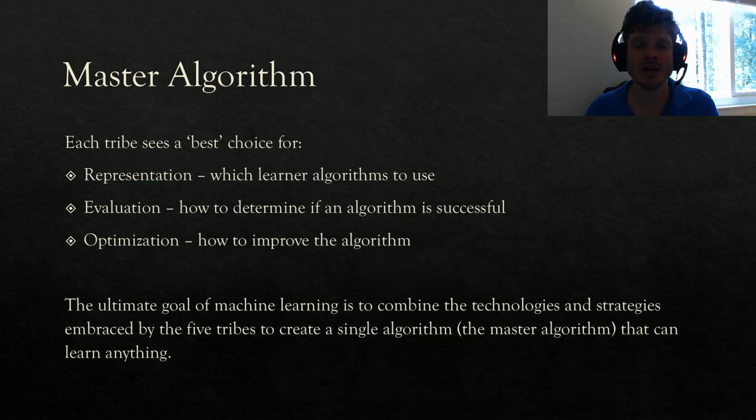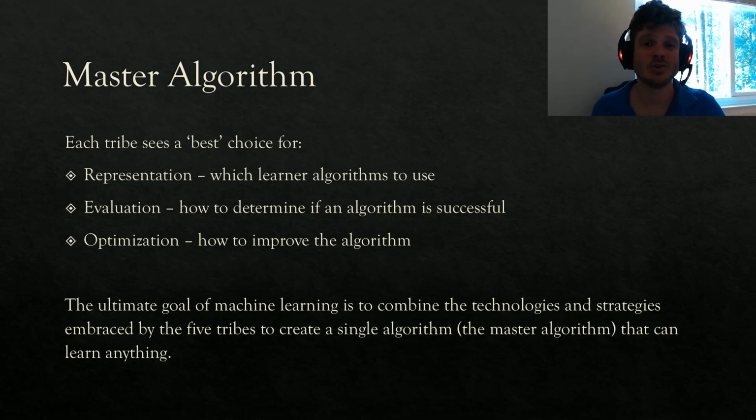Number 2, the evaluation process. How do they determine whether their algorithm is successful or not? And then lastly, their optimization. How do they improve that algorithm? How do they tune their algorithm? So for each of those different 5 tribes, they each really have a different idea for those 3 things.